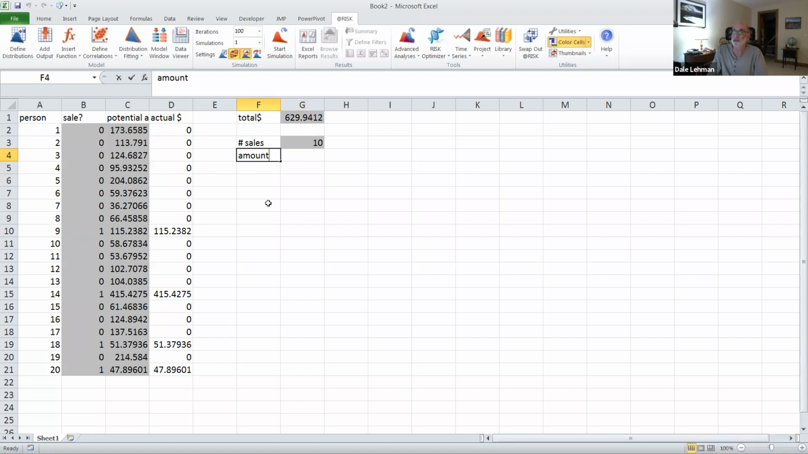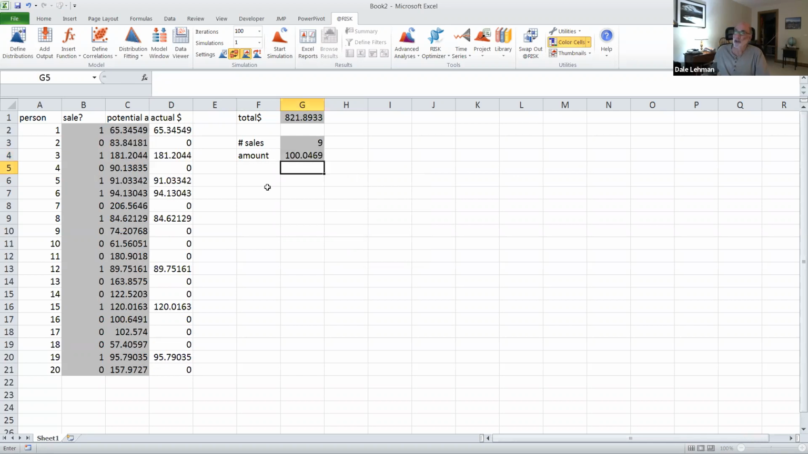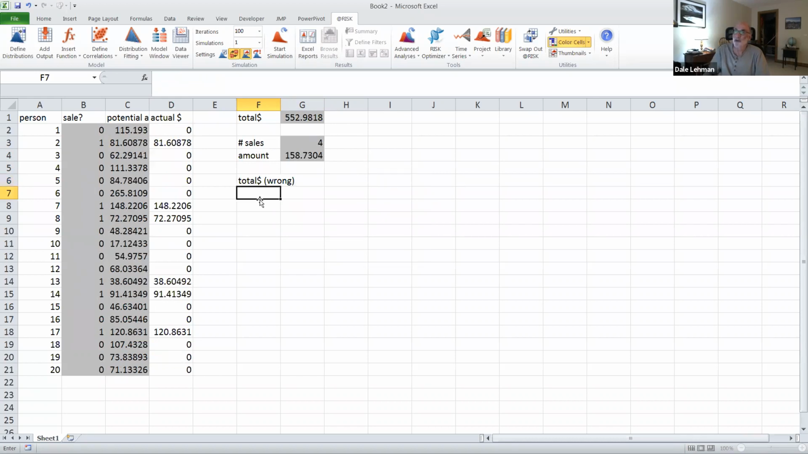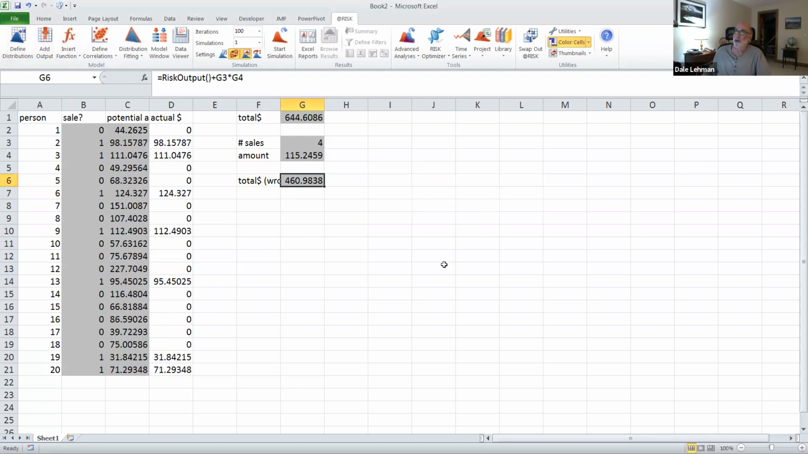And the amount of each sale is the log normal with a mean of 100 and a standard deviation of 50. So a quick way to do this would be, and I'm labeling it wrong, because this is the wrong way to do it, but it sure looks simple, take how many sales there are, which we're simulating in G3, and multiply it by the sale amount, which is in G4. And let's just make that an output the wrong way.